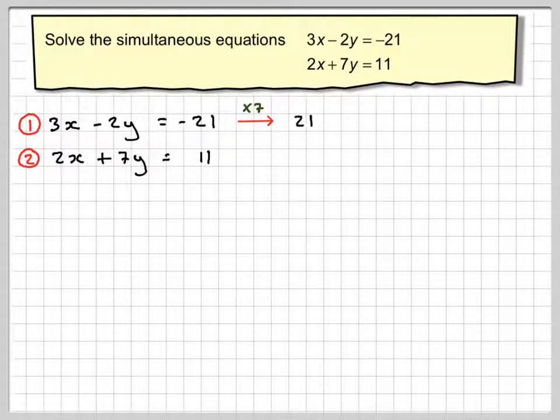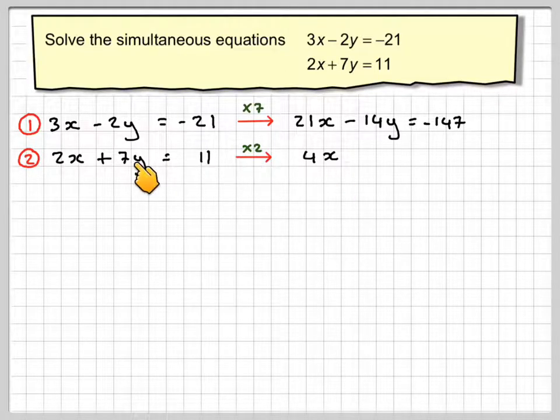3x times 7 gives me 21x. Minus 2y times 7 gives me minus 14y. And then 7 times minus 21 gives me minus 147. Now I'm going to multiply the bottom one by 2. So 2 times 2x gives me 4x. 2 times 7y gives me 14y. And 2 times 11 gives me 22.